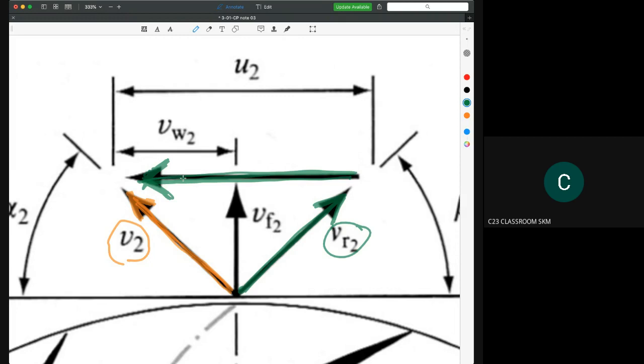And then we have another component velocity, which is the ideal one. So this is the ideal velocity, and we call it VF2. And why is the V2 here shifted a little bit? Because there is turbulence, there are losses. We call it whirl, W-H-I-R-L. So it is actually from here to here.